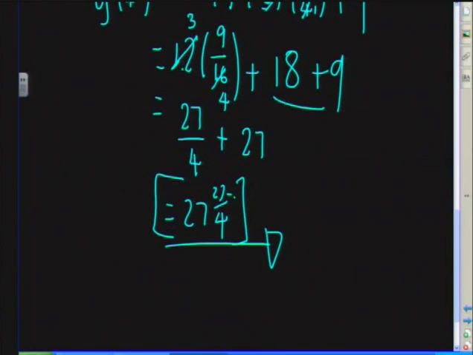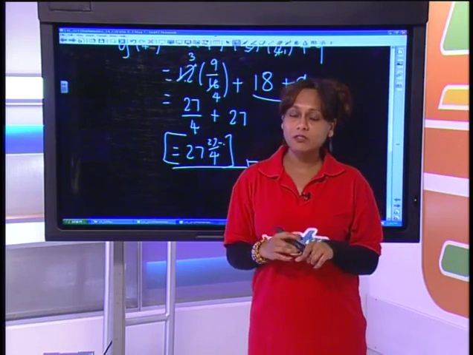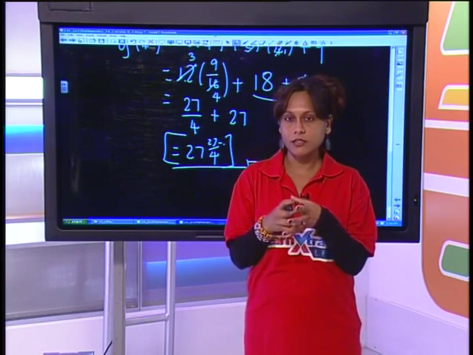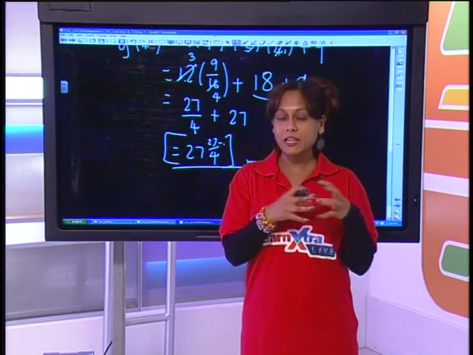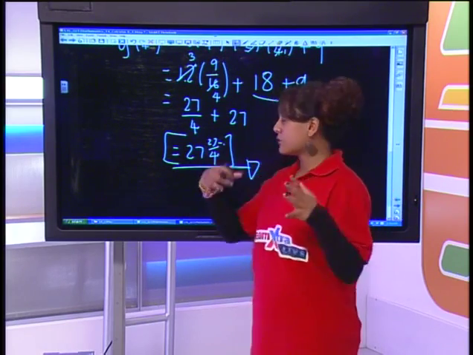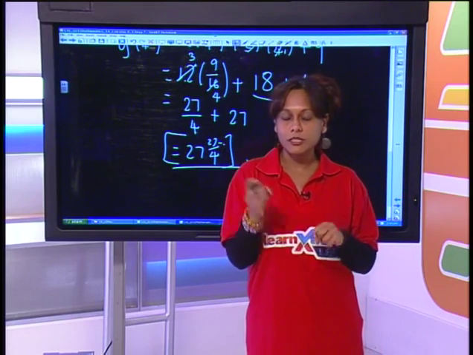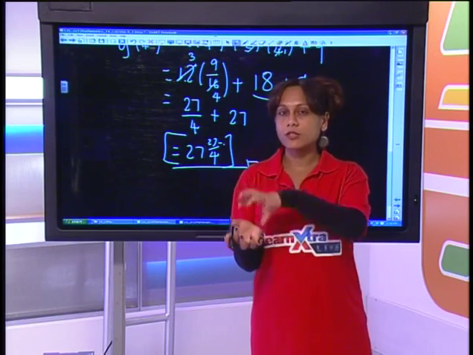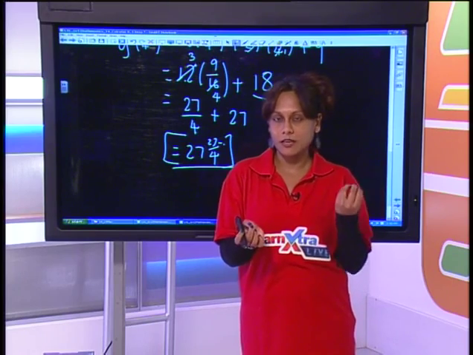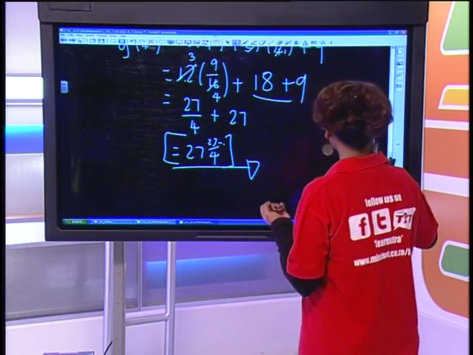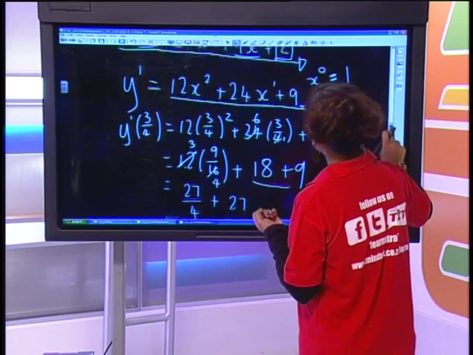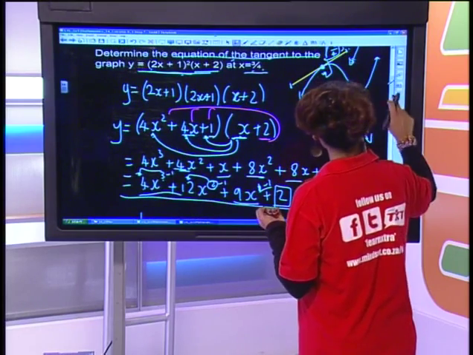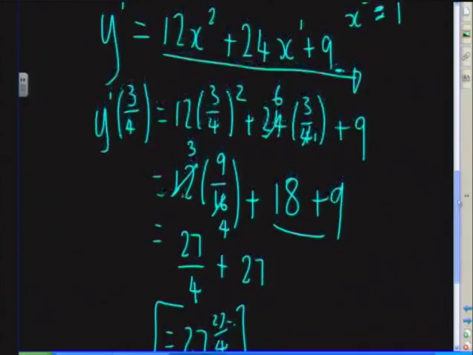Okay, and it looks kind of strange, but what I've found is the gradient of the curve at the point of contact. The gradient of the curve at the point of contact is going to be 27 and 27/4. Now that we've got the gradient of the curve, remember the gradient of your tangent is going to be exactly the same. So the gradient of your tangent is also going to be 27 and 27/4.